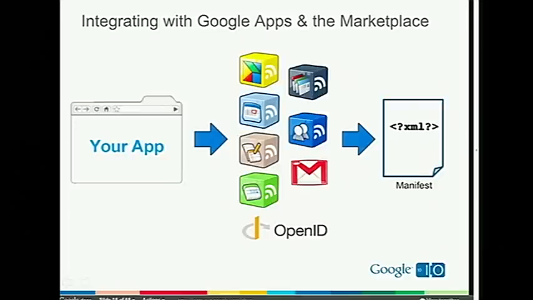Once you have your application integrated with Google Apps, you need to describe that integration in a simple XML document that we call a manifest. Here you would list the URLs for your application, various entry points. You would also describe the APIs that you use. You upload this into the marketplace, and it allows Google to make sure all the right bits are set and the right permissions are granted when an administrator installs your application.